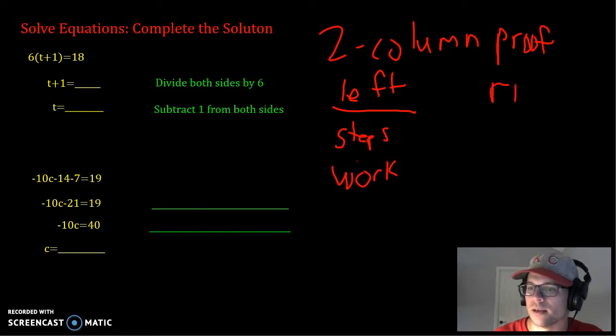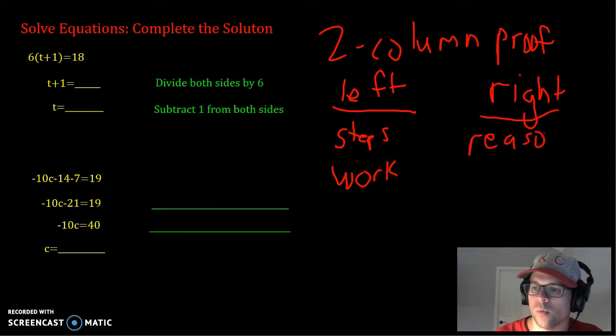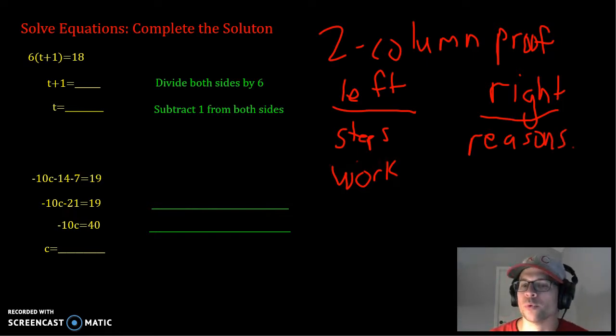And then the right side is your reasoning. Why did you do what you just did? Or what proof are you using? What theorem are you using? What definition are you using to go from one step to the next?